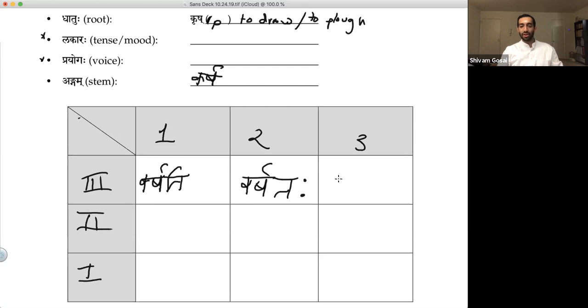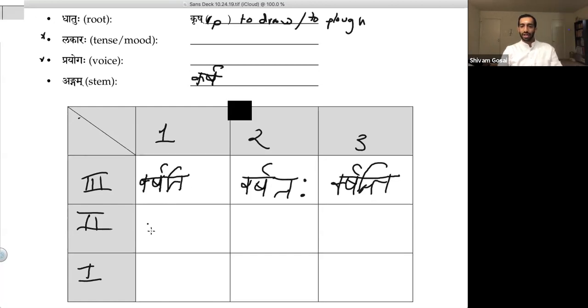Karsha plus anti. Okay, now remember, I have an akara plus an akara. The second akara eats the first akara. Okay, guna letter replaces both. So karshanti. Okay, so karshati, karshataha, karshanti.